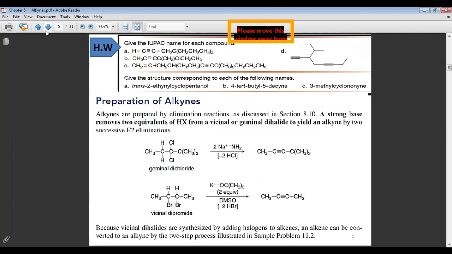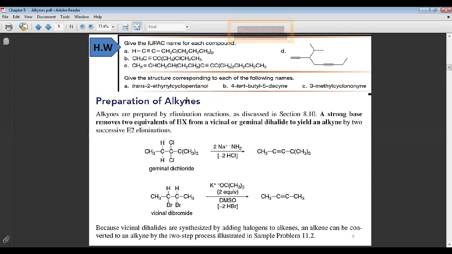And also here, give the IUPAC name for each compound. For these structures, write the names and please compare your names with your friends' answers. If there is something difficult or a misunderstanding, write it in the notebook for your homework. And here, give the structure corresponding to each of the following names. Now you have names here, and I want you to draw the structure.